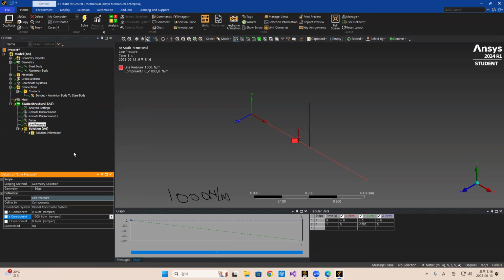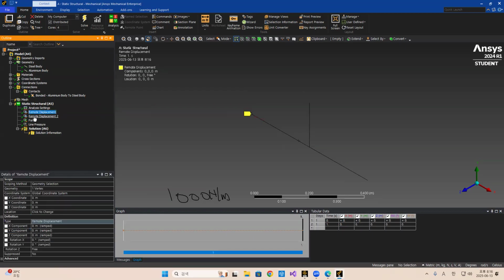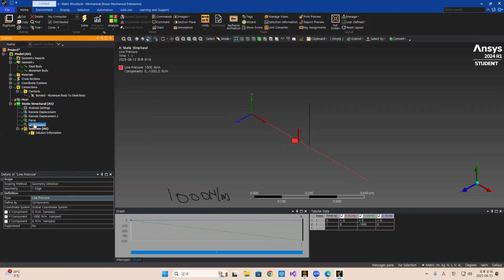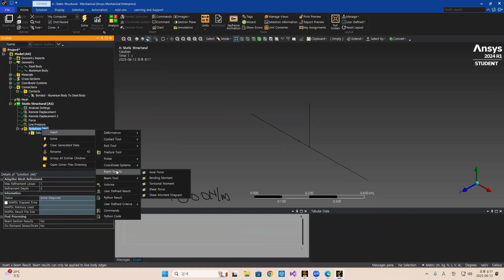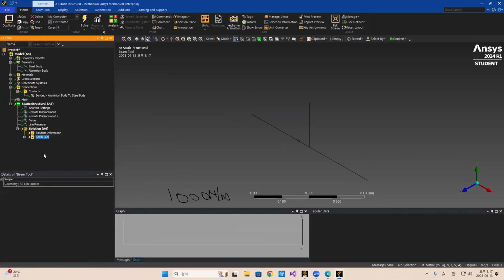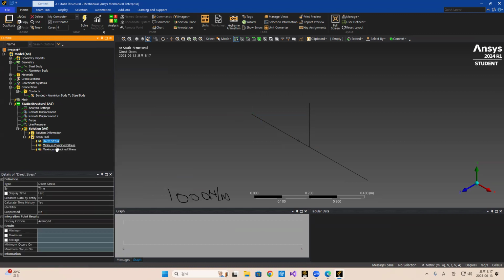okay. So these things: remote displacement, because it's a pin support, force, and line pressure. And what I want to solve: the beam tool will give the direct stress, like tensile stress, and minimum combined stress and maximum combined stress, minimum bending moment.